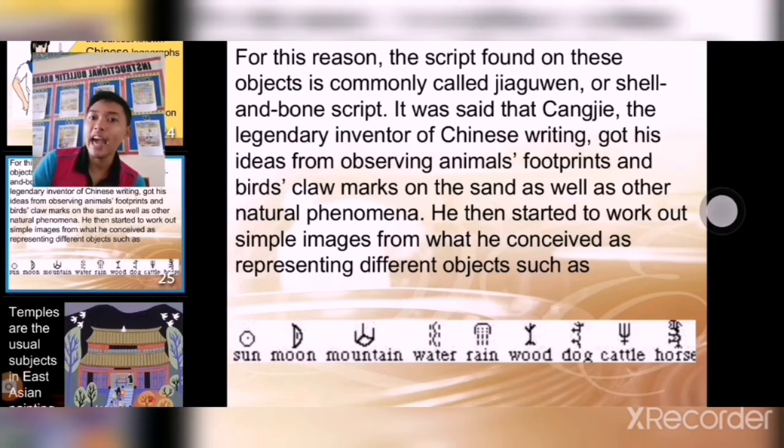It was said that Cang Jie, the legendary inventor of Chinese writing, got his ideas from observing animals' footprints and birds' claw marks on the sand, as well as other natural phenomena. He then started to work out simple images from what he conceived as representing different objects such as sun, moon, mountain, water, rain, wood, dog, cattle, and horse.